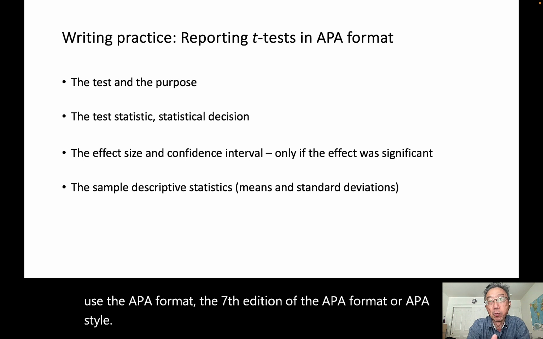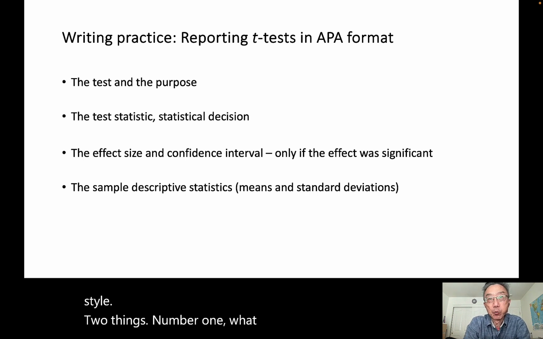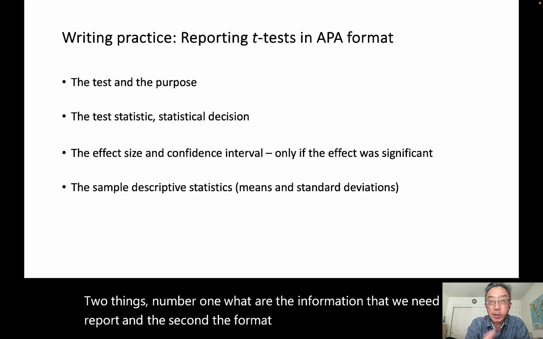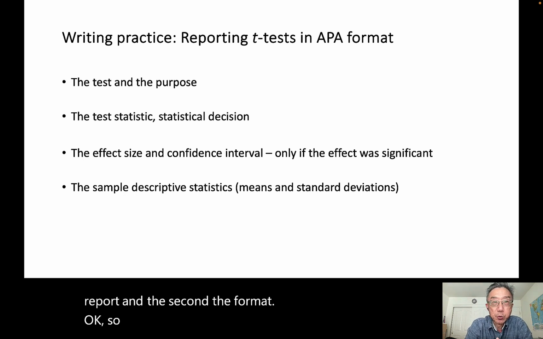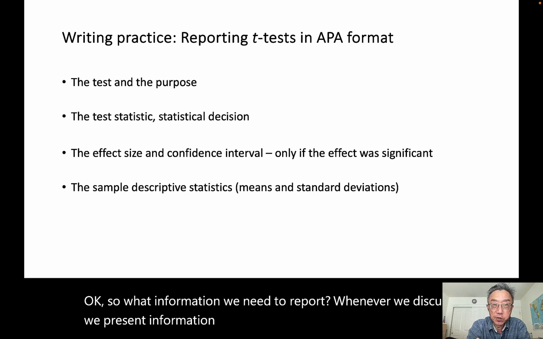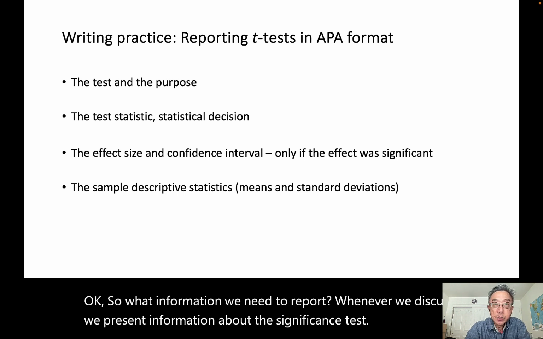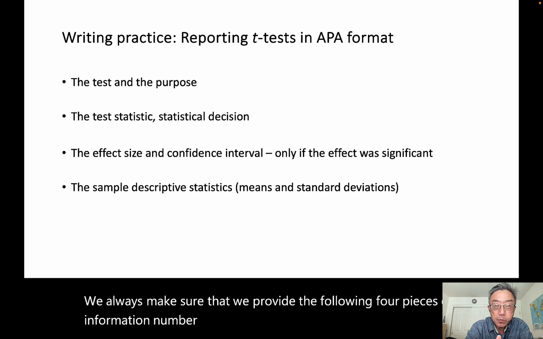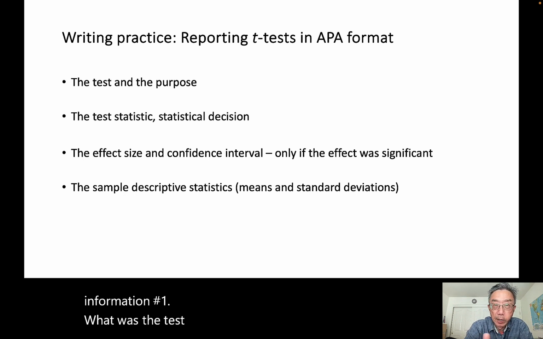Two things. Number one, what information do we need to report? And second, the format. Okay, so what information do we need to report? Whenever we present information about a significance test, we always make sure that we provide the following 4 pieces of information. Number one, what was the test? And what was the purpose of the test?